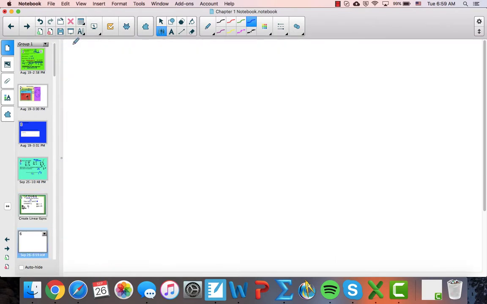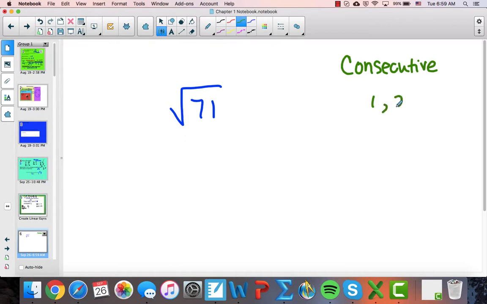The square root of 71. Well, okay, I have to think about the closest perfect squares to that. And I like to stay with consecutive. Consecutive numbers are numbers that are right next to each other, like 1 and 2, 5 and 6. Those are consecutive numbers. So I like to go with consecutive squares.